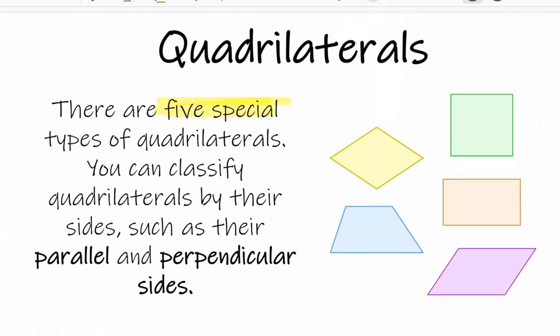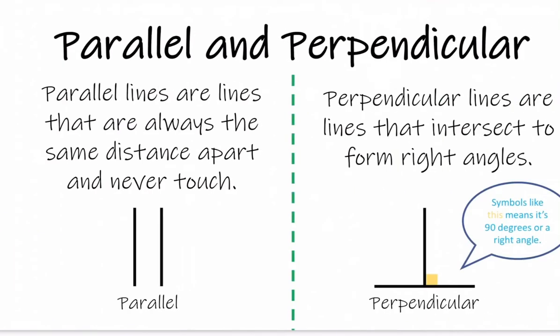There's more than 5, but we're just going to be talking about the 5 that they have in the textbook. And so, again, we're going to be looking at parallel and perpendicular lines. We know that parallel lines are the same distance apart and never touch. And we know that perpendicular lines are lines that intersect and form a right angle.